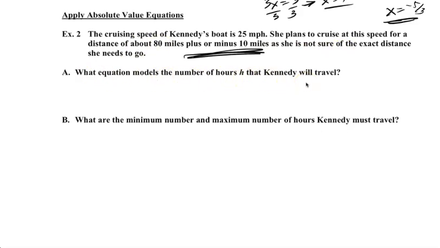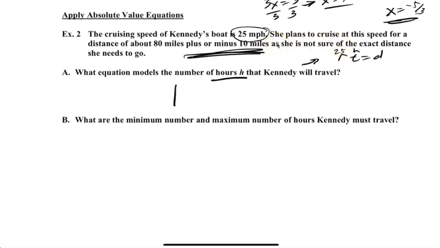So we need a formula for this, and our formula is going to be good old rate times time equals distance. Right, we're talking about distance, we have a rate, and we're trying to figure out the time. So our time here, hours, that's our time. So we're going to put an h right there. So we're going to have this formula. Our rate is this guy, 25 miles per hour, so 25.